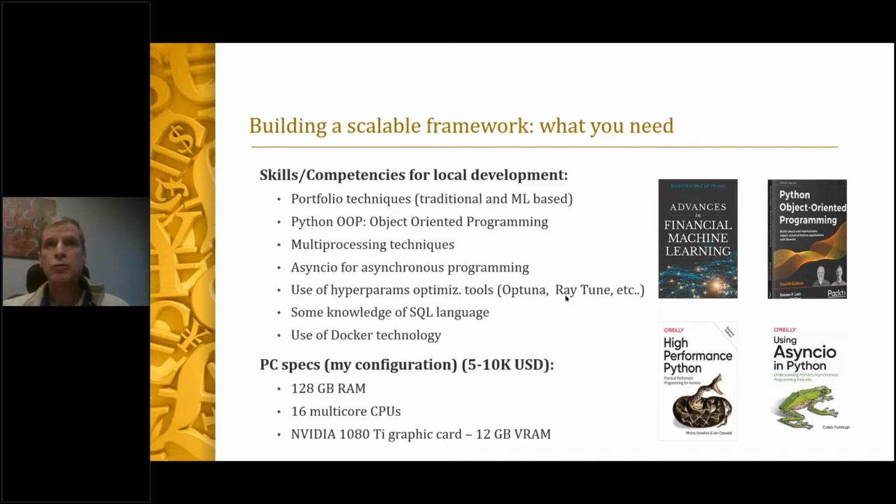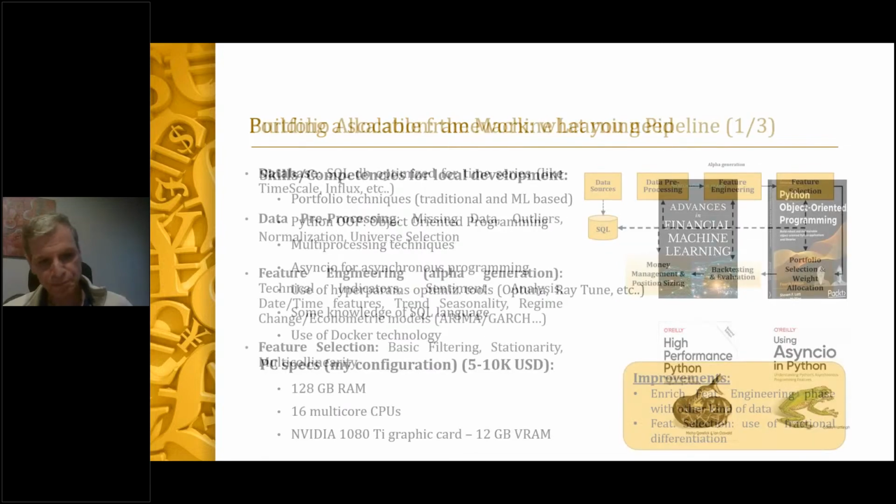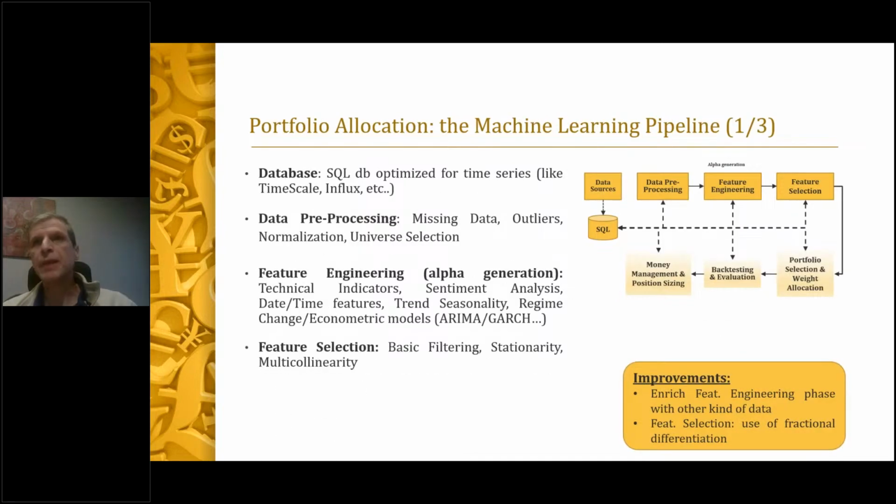Okay, now let's start with the first part of the presentation, the first part of the framework. You will spend basically between 60 and 70% of your overall time here. You need a database optimized for time series, like TimescaleDB or InfluxDB. There are many of them, but they should be optimized for time series because it's really important.